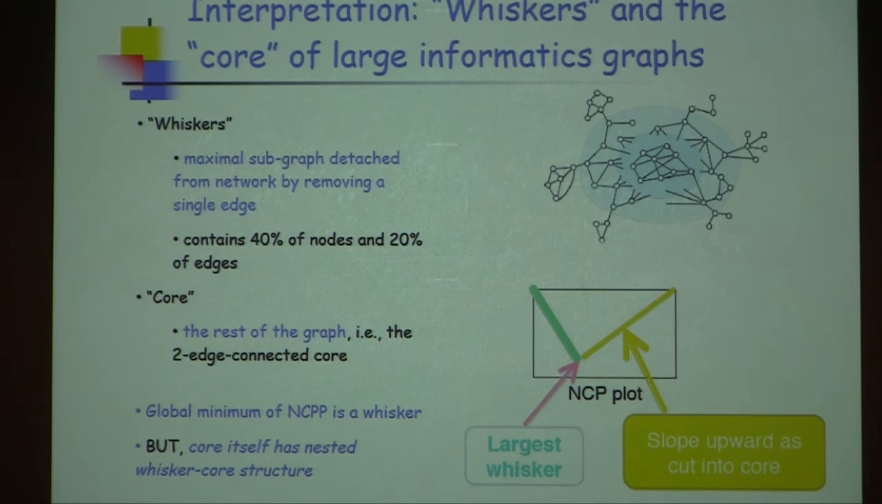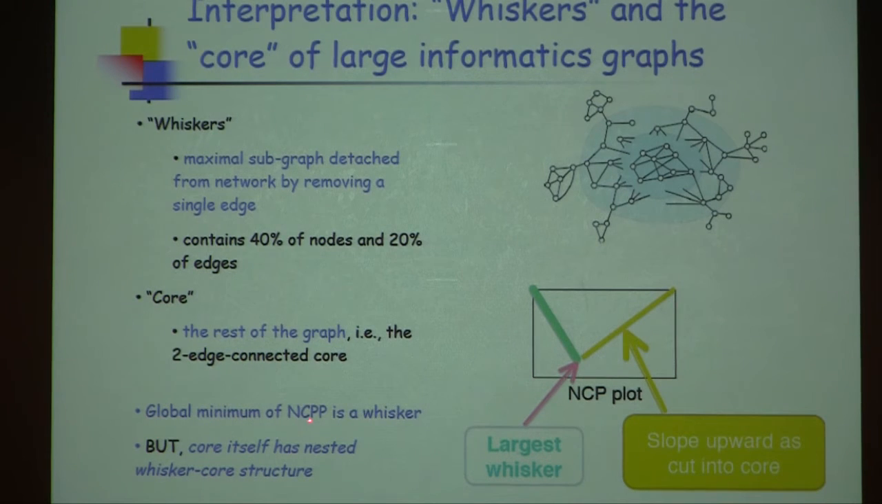So I'm going to give you the answer in a couple slides. So back to the empirical. So let's define a whisker to be a maximal subgraph detached from the network by removing a single edge. One edge, some number of nodes. So empirical fact.